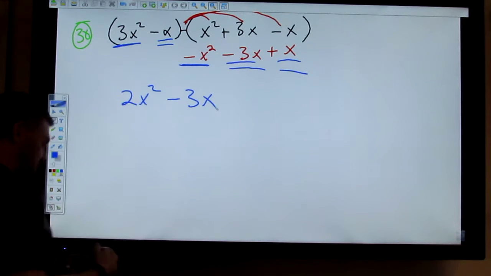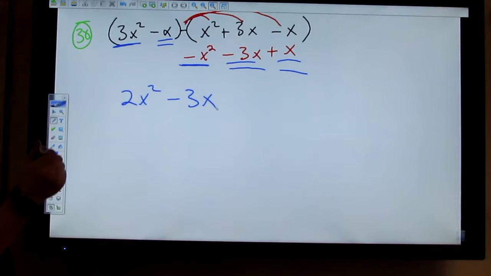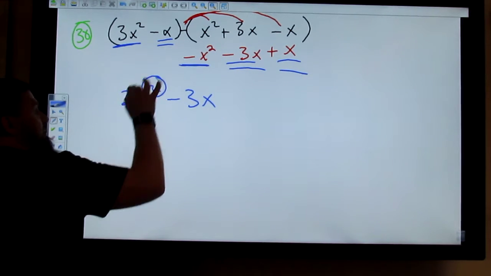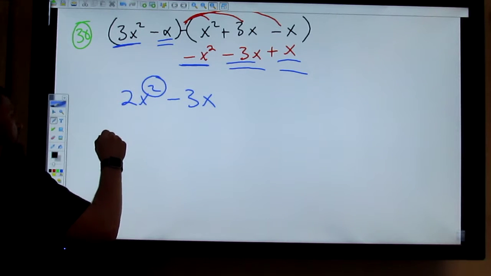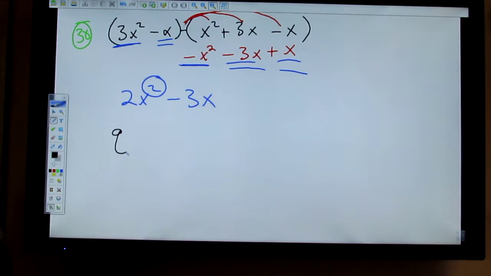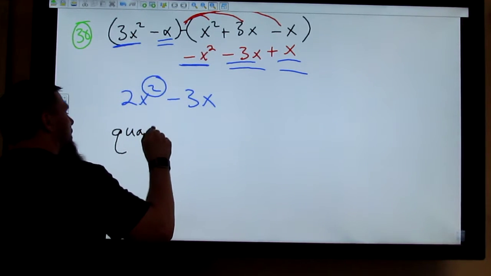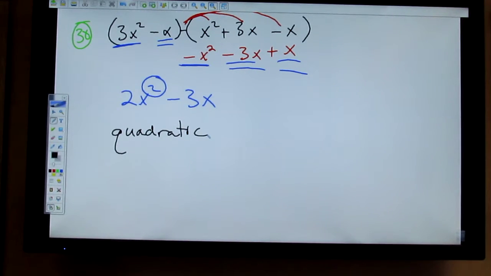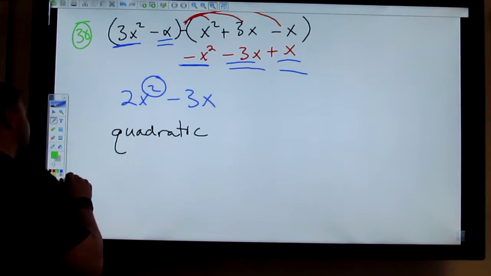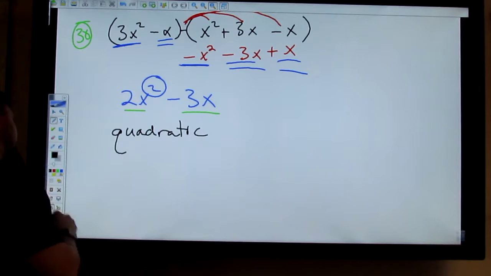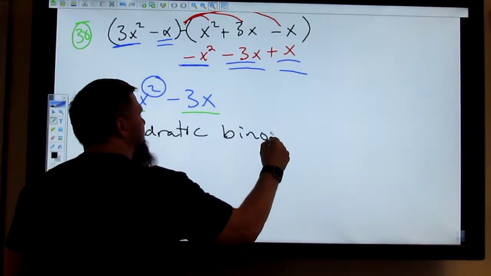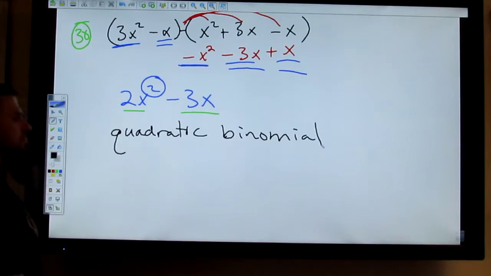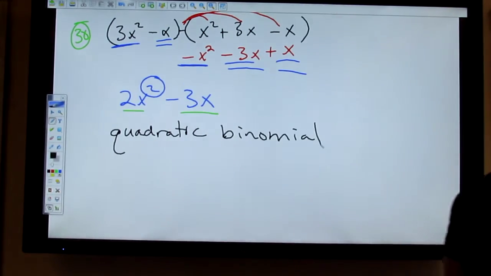Alright? Now, what polynomial is this? What's this called? Quadratic. This is the hard one. That's the one that's going to be difficult for us to come up with. Now, how many pieces are there? 2, so we call that binomial. Okay? Alright. That wasn't too bad.